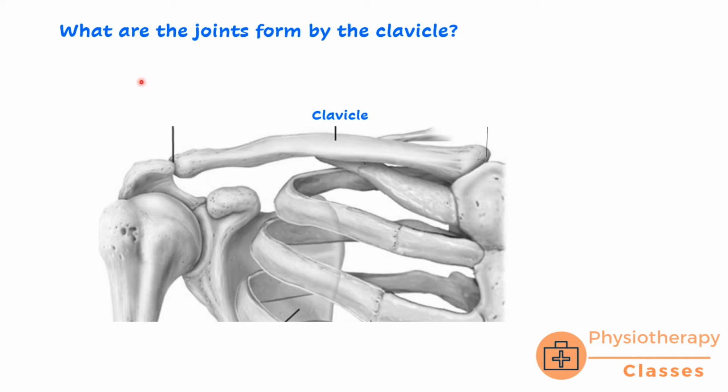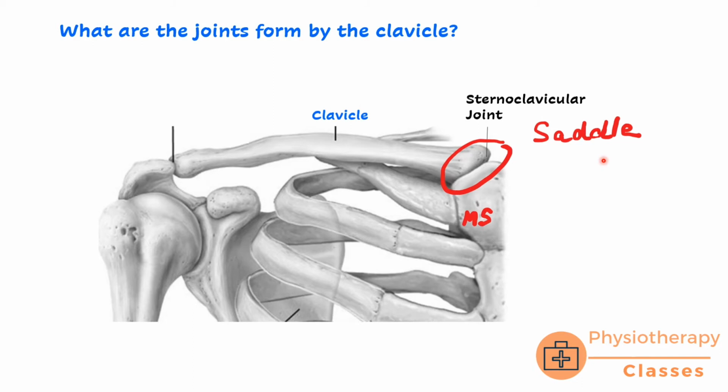Next question that can be asked is, what are the joints formed by the clavicle? So as you know, clavicle has got two ends, so it can form two joints, right? One at the medial end, another at the lateral end. So let us see which are these joints. On the medial end we have sternoclavicular joint, right? Because it is obvious, medially it articulates with the sternum. And which part of the sternum? This is manubrium sterni. It articulates with that. And which type of joint is formed? This is saddle variety of synovial joint.